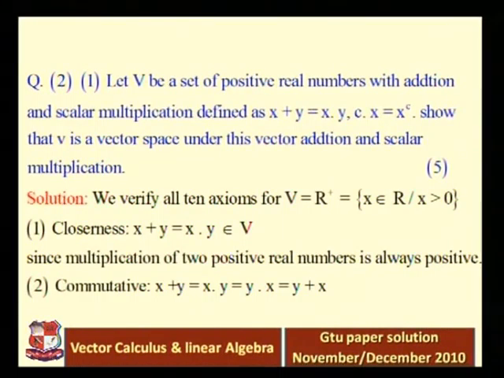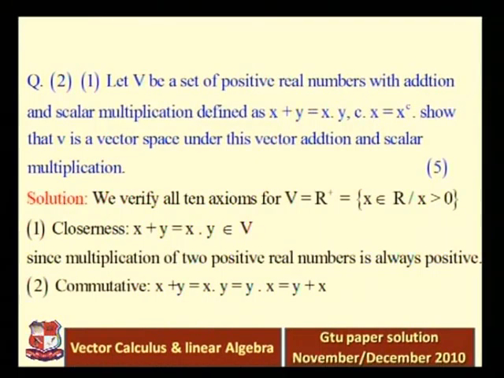So here is the question, again I repeat the question: let V be a set of positive real numbers with addition and scalar multiplication defined as x plus y is equal to x into y and c into x is equal to x raised to c. So one by one we try to prove all the 10 conditions for this set. First of all, closedness. Now x plus y is equal to x into y, that belongs to V. Why does that belong to V? Because you take any two positive real numbers and multiply, that is always positive. Since the multiplication of two positive real numbers is always positive, x plus y, that is equal to x into y, belongs to V, where V is a set of positive real numbers.